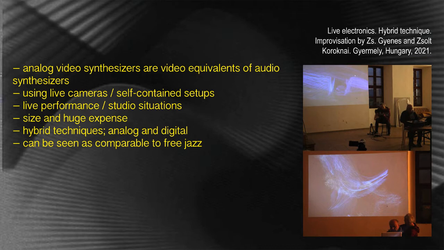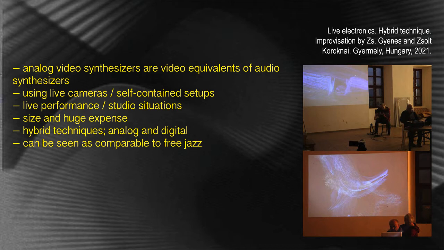These early media instruments were often used to alter live cameras, but could also be used in self-contained setups to generate abstract visuals. Analog video synthesizers were used by artists in studio production and occasionally in live performance situations. In the early 1970s, analog audio-video instruments, as mentioned, were constructed by engineers in close exchange with video artists. The size and huge expense of analog video synthesizers prevented them from being widely adopted as tools, media instruments.